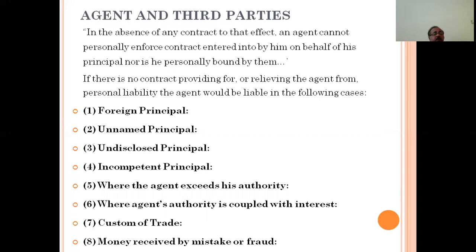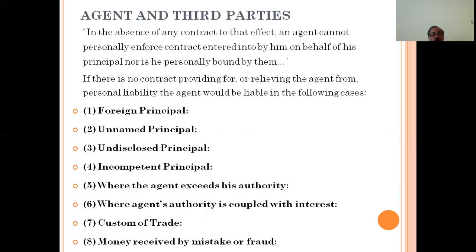But there are certain exceptions. If there is no contract providing for or relieving the agent from personal liability, the agent would be liable in the following cases. Generally speaking, the agent is not responsible for the acts done by him on behalf of the principal, but there are certain exceptions. In some cases, the agent is directly responsible to the third parties. The following are the cases.